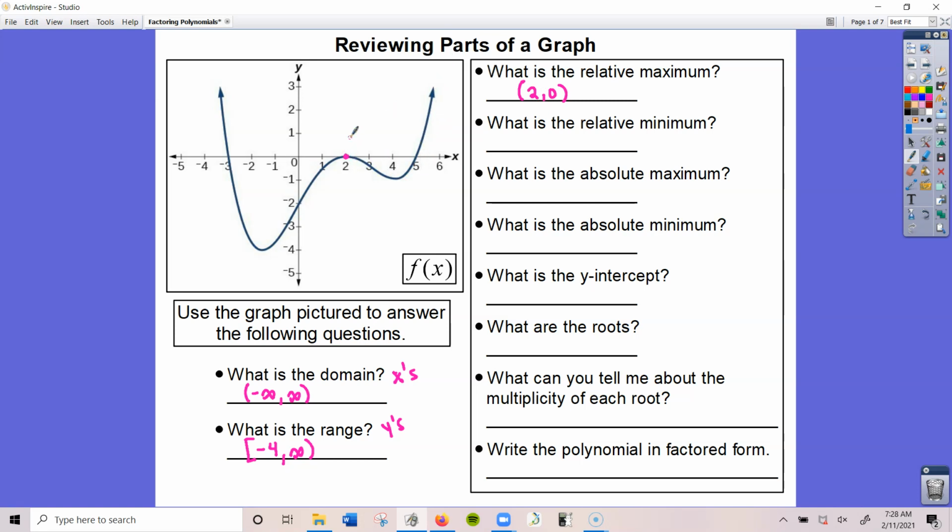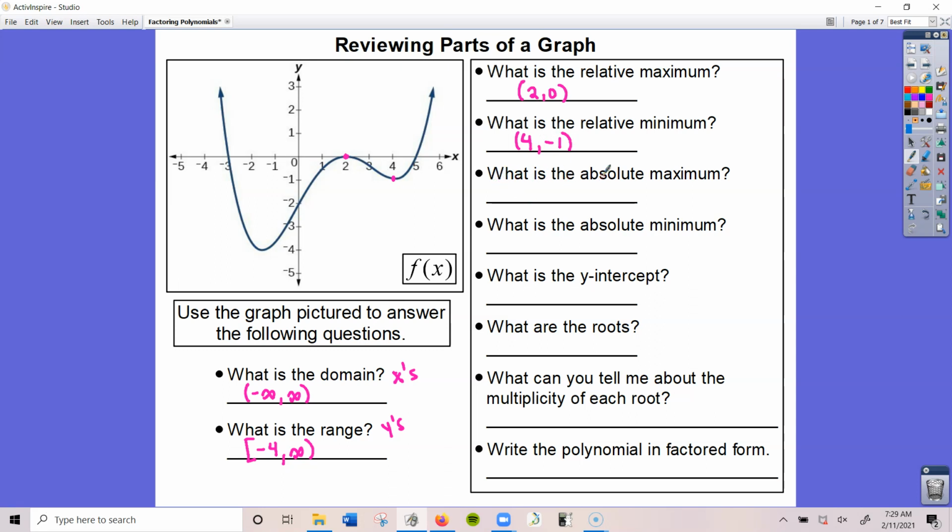Even though it is the highest hill, since the graph goes up forever, it cannot be an absolute because there's more behavior on top. Now the relative minimum would be a little dip, but not the lowest dip. So that would occur right here at 4, -1.